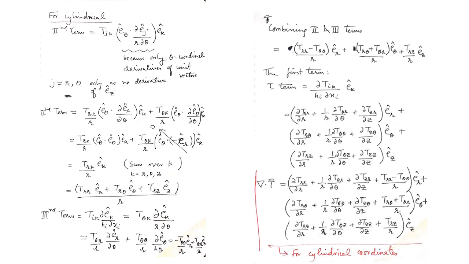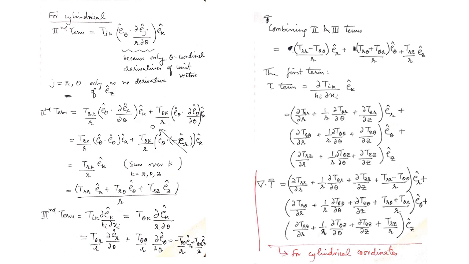So j is first taken as r, so t_rk (1/r) e_theta cap dot del e_r cap / del theta e_k plus the other value of j, t_thetak upon r e_theta cap dot del e_theta cap / del theta, and of course the vector e_k cap. We have not yet summed over the repeating index k, so I am just doing it for j first.